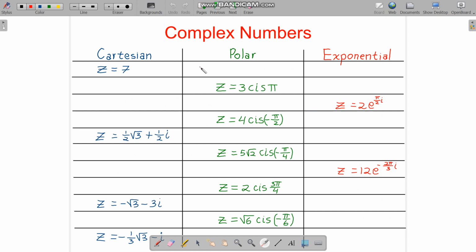Here are some examples. You can just try first on your own, maybe pause the video. And the solution is this.